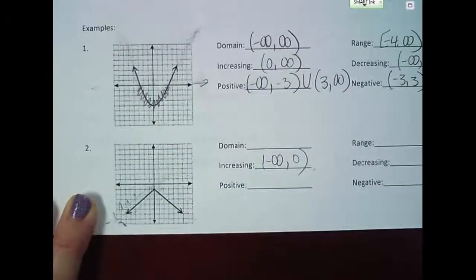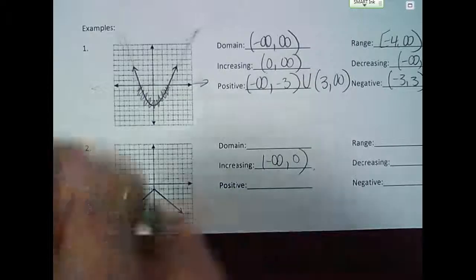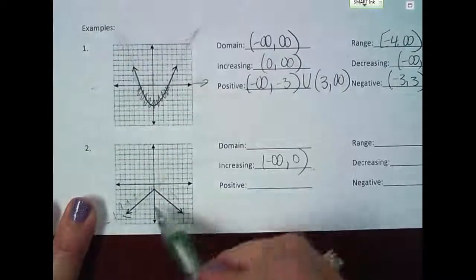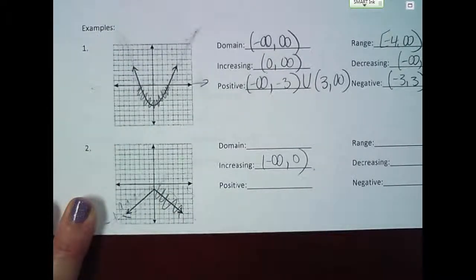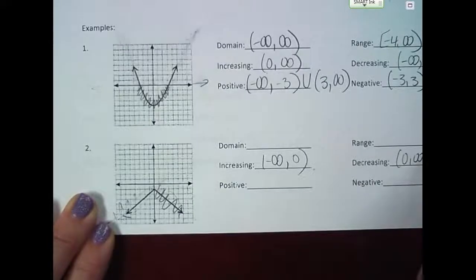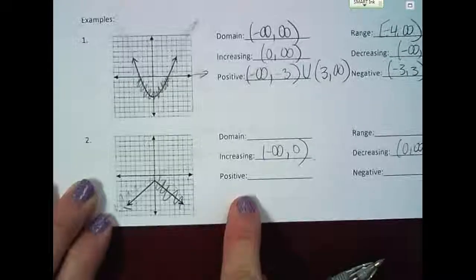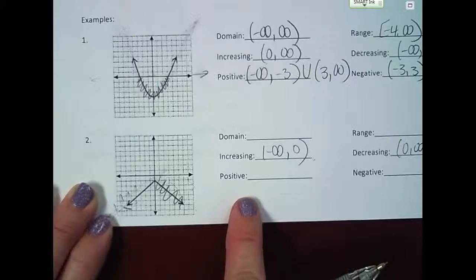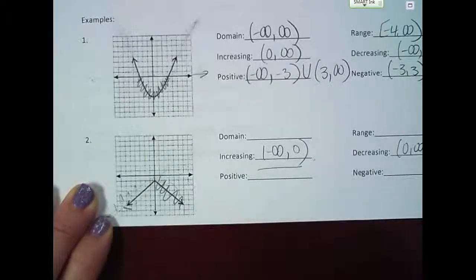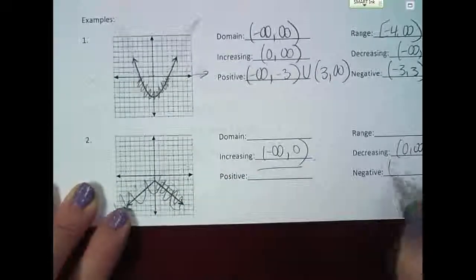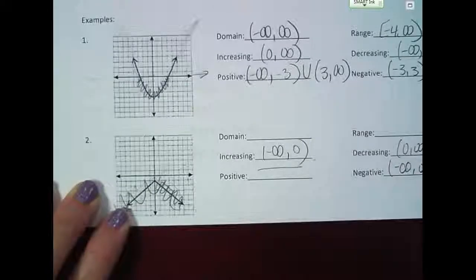Where am I decreasing? Where am I landing? Trace your airplane, here and here. Where am I landing? This side. Use your domain to describe it. 0 to what? Hang on. Am I positive at all? Am I above the x-axis anywhere? No. Am I negative? Am I below the x-axis? Where am I below the x-axis? The whole picture. Negative infinity to infinity.